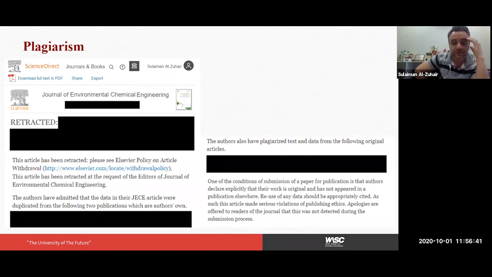This article has been retracted at the request of the editor of the Journal of Environmental Chemical Engineering. The authors have admitted that the data in their article were duplicated from the following 2 publications, which are the authors' own. They are republishing their own data. And just look at what's happening. The part I highlighted in black here are the articles that they reproduced their data from. The authors also plagiarized text and data from the following original articles, and they put it there.